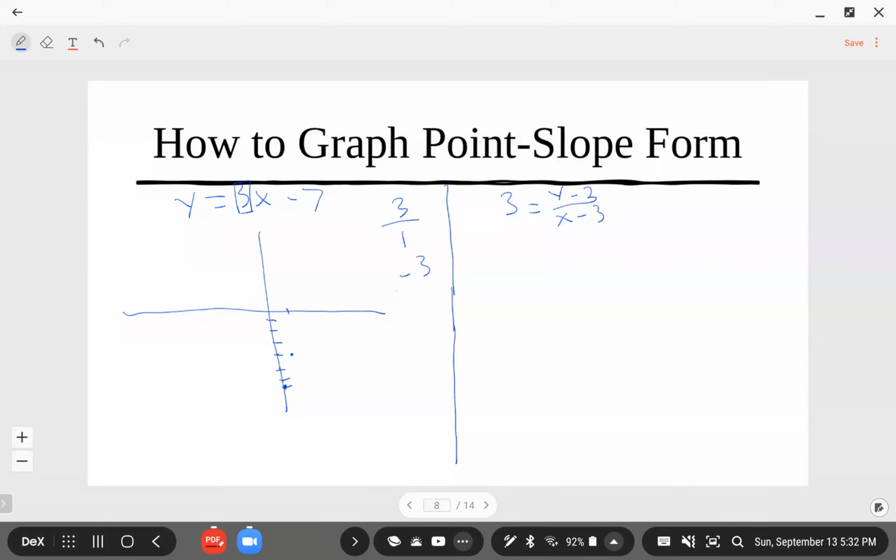And then we can also do negative 3 divided by negative 1. So let's go down by 3. 1, 2, 3. Go to the left by 1, a point right here. My points aren't too accurate, so I'll draw it again. 1, 2, 3. Well, 3 is supposed to be here. So we almost have a kind of straight line. My drawing isn't too good, but with a ruler you can see that it's a straight line. So now let's use the other method to try and graph this point slope form, okay?